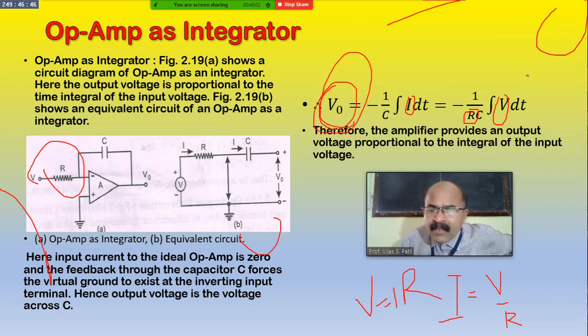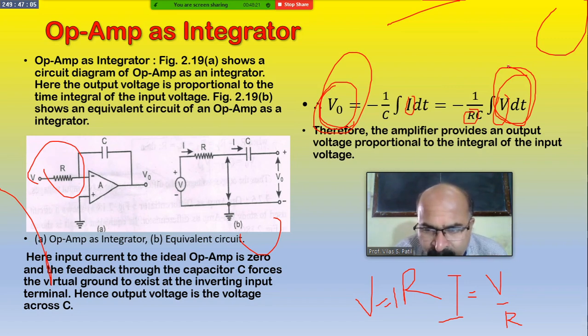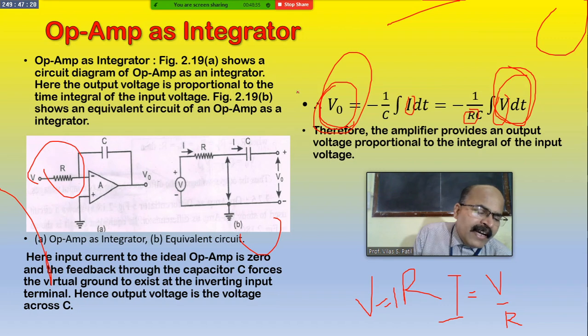That is, the output is the integration of the input. Therefore, here the output of the integrator, the output of this operational amplifier, is the integration of the input, or the integral of the input. This diagram shows the operational amplifier as an integrator.